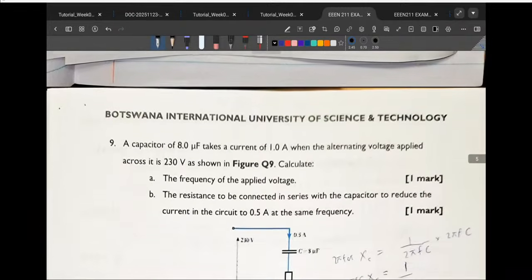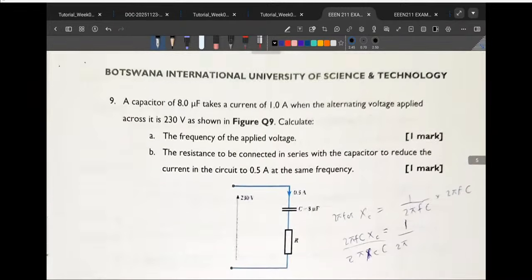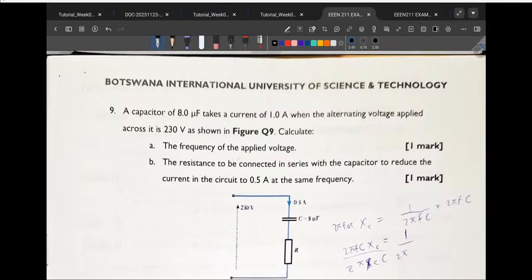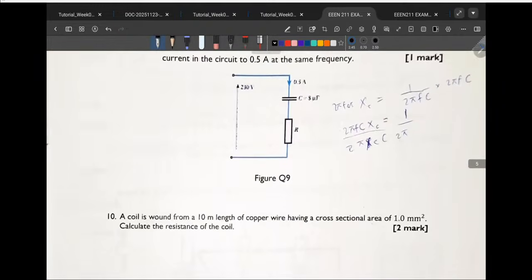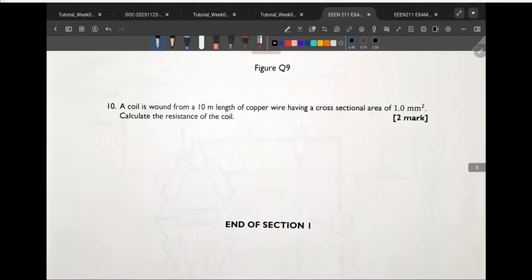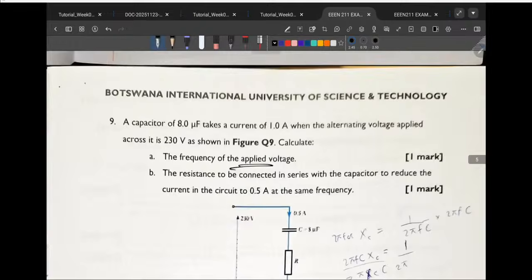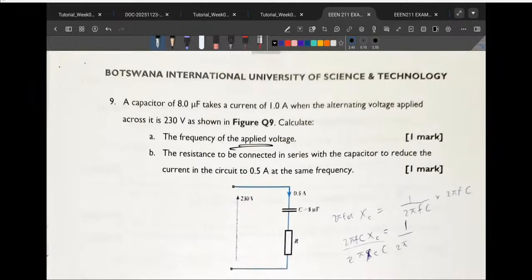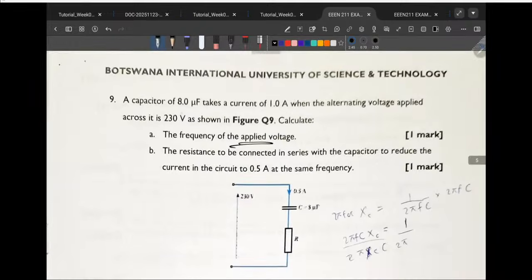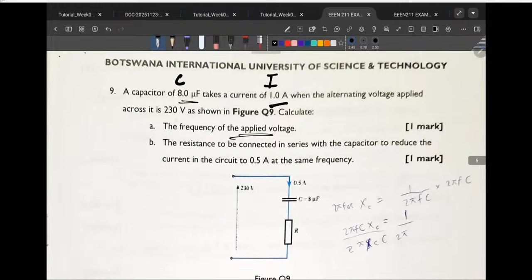Well, even if you look at all these other things, the frequency of the applied, the resistance, when you have a source like this, let me see how many. Oh, it's just 2 more. A capacitor, and so on. Calculate the frequency. So a capacitor is 8 microfarads, takes a current of this, and this is the capacitance, this is the current. Applied, this is the voltage.